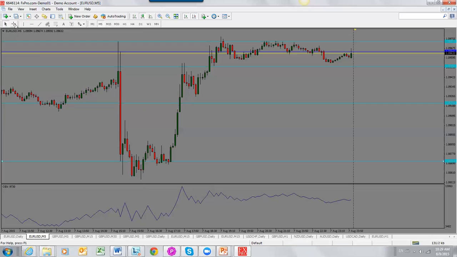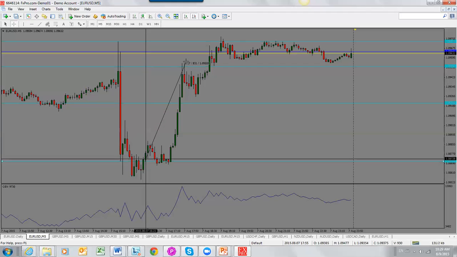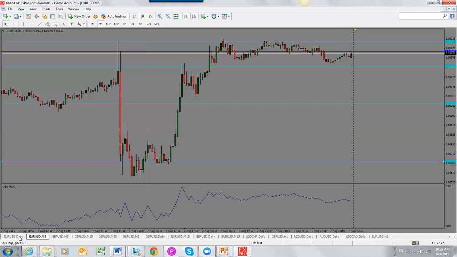Actually, let's take a look at what happens if you enter somewhere in here. You're looking at about a 20 pip stop loss, and there's 80 pips, but let's say you entered in here. So you're getting better than a 2-to-1 risk to reward ratio. So this is how we use the daily chart to get into trades.